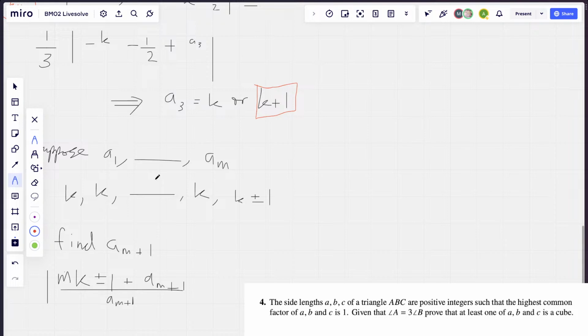Okay, easy. Let me put this in. Okay, there's a triangle. And this is A, B, C. So what do we have? We have the highest common factor. Oh, that's GCD, yeah. So GCD of A, B, C. So they're all coprime. Okay.